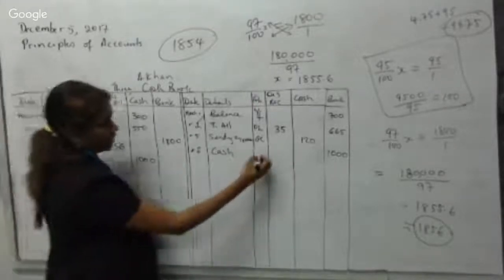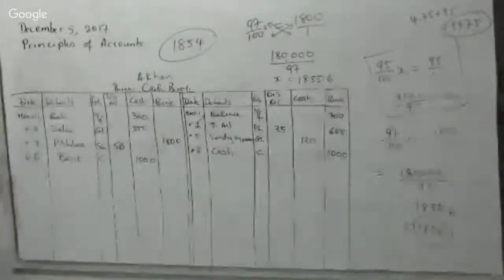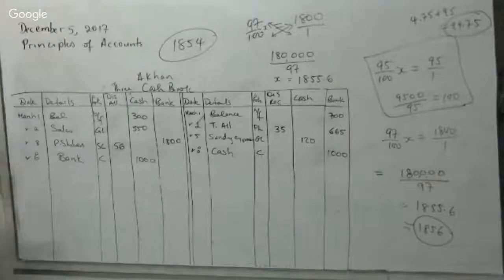All right, so contra entry. So credit bank and debit cash. Credit your bank and debit your cash. The check is cash for office use, so it means you have to get cash to use in the office.